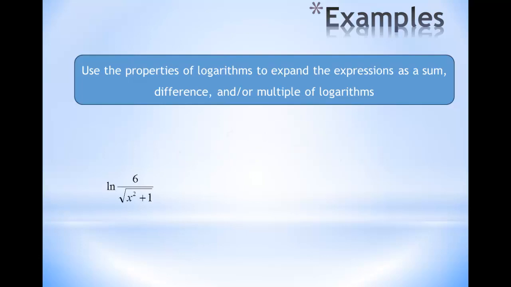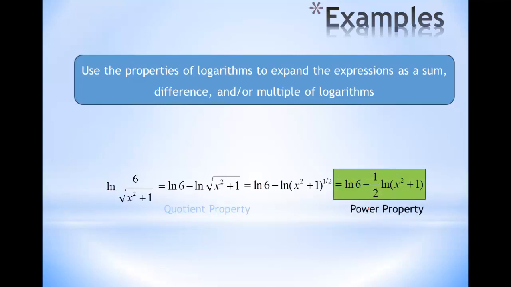If I have this, I would start off and note that I have a quotient, so I can go ln of 6 minus what's on the bottom. Now I can rewrite that radical as a power of 1/2, and then I can bring the 1/2 down, and I will get that right there.